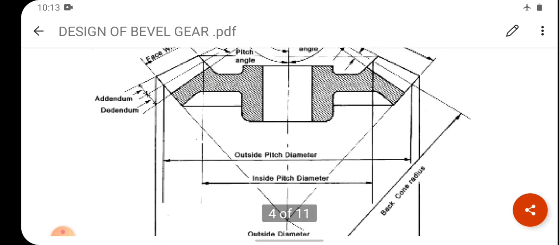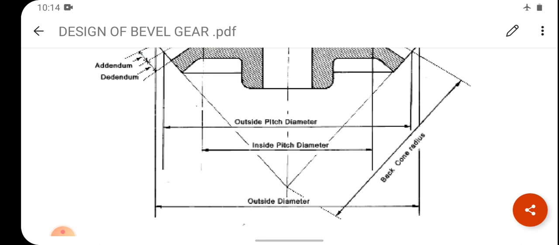If we take from the inside, this will be inside pitch diameter. Already you have seen gear tooth profile, so I am drawing a vertical line or extension line from the inner teeth or inner part of the tooth. So this is known as inside pitch diameter, and taking from outside, this is outside pitch diameter. Clear? And there is a back cone radius. If we join this line at the back side, the apex was at the top, so if we go to the back there will also be an apex. This is known as back cone radius. And total diameter, this is outside diameter of the tooth. So this is known as outside diameter.